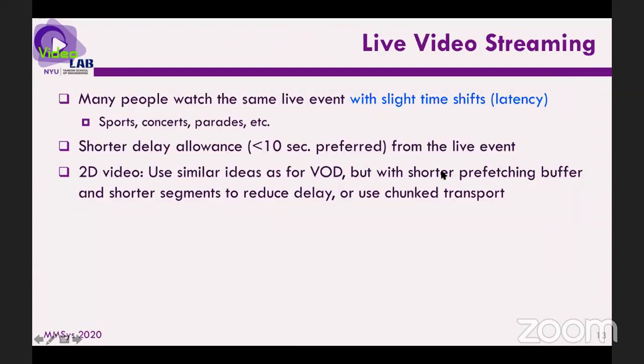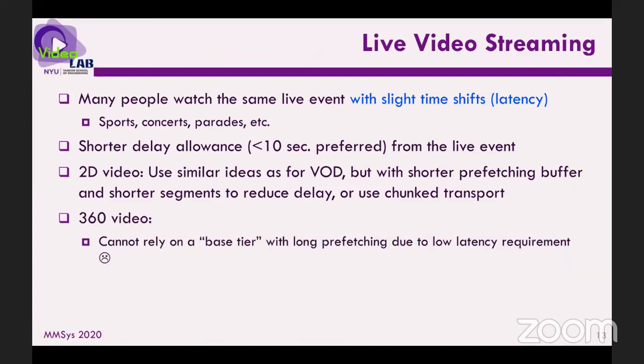So now let me switch gears and talk about our work in live video streaming. In live streaming, many people watch the same live event with slight time shifts. In these applications, shorter delay is preferred so that all the people can follow the same live event synchronously. For 2D live streaming, we can use similar ideas as for on-demand streaming, but with a shorter prefetching buffer or shorter segments to reduce the delay, or we can use chunked transport to reduce the delay.